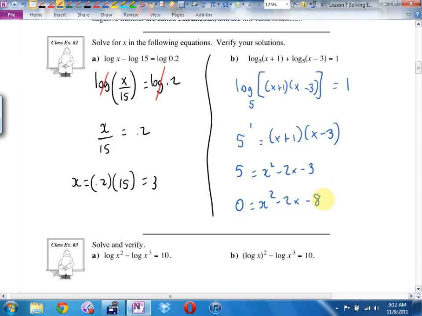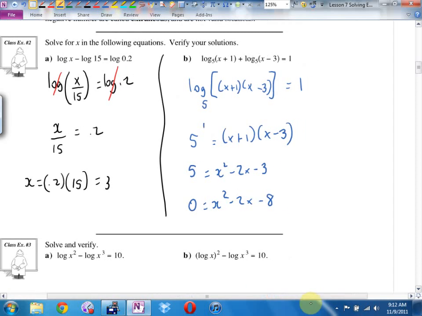Now what? Factor. Or quadratic formula, but I'm going to try and factor. Are there numbers that multiply to negative 8 and add to negative 2? Yeah. So this factors into (x minus 4)(x plus 2) equals 0. What are my roots? Positive 4 and?